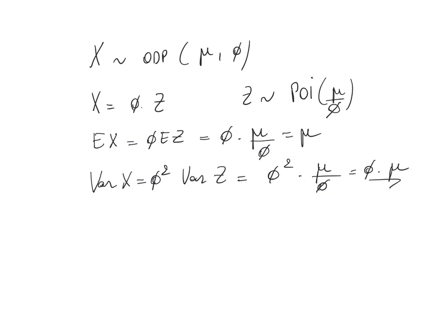So here you've got your recipe. If you need to make a draw from an over-dispersed Poisson model, then you can make a draw from a regular Poisson model with as the mean the mean that you want to achieve, so the mu that we have over here, divided by the dispersion parameter. So you pick a draw for the Z, you multiply it with phi, and that's going to be your simulated value for X from the over-dispersed Poisson model.